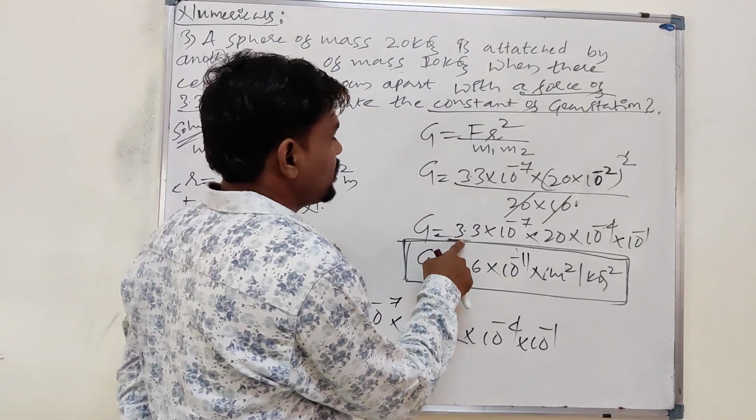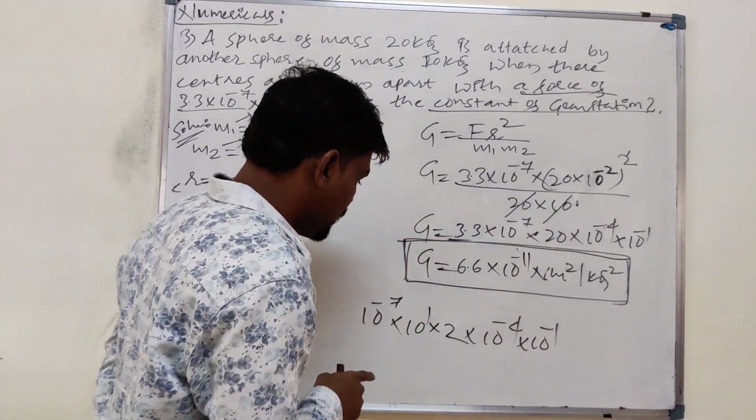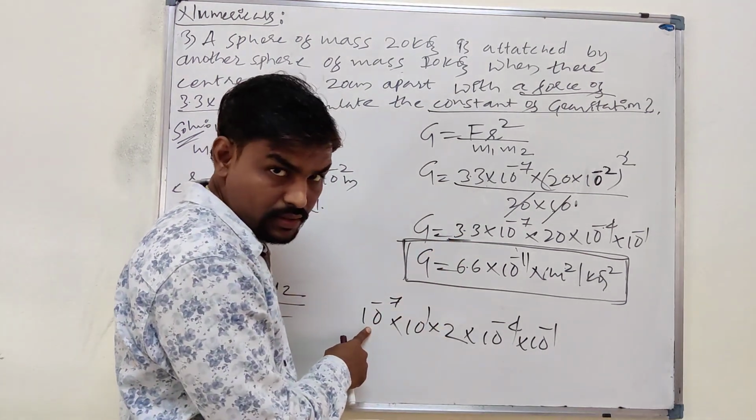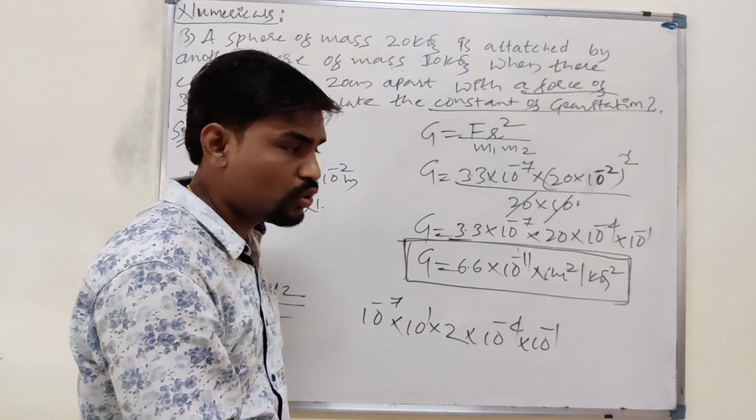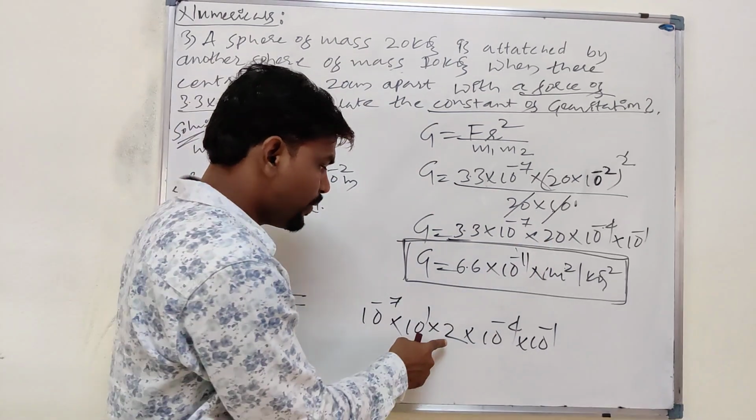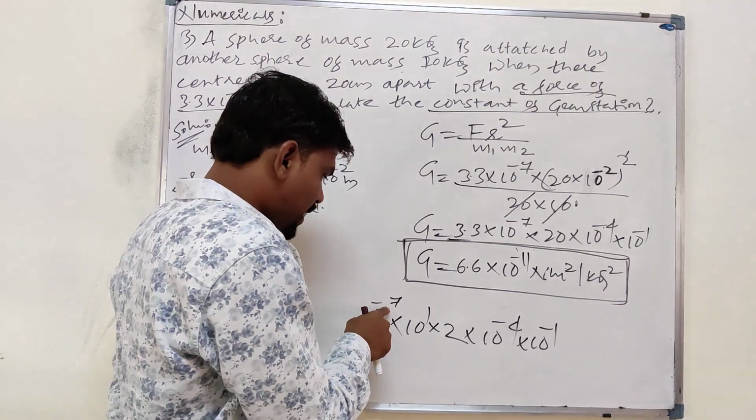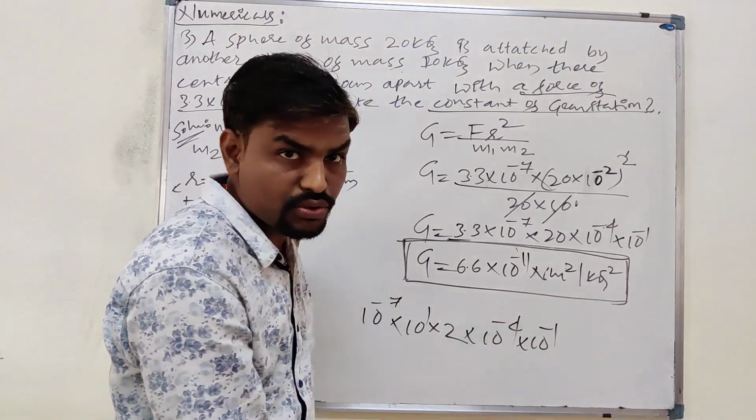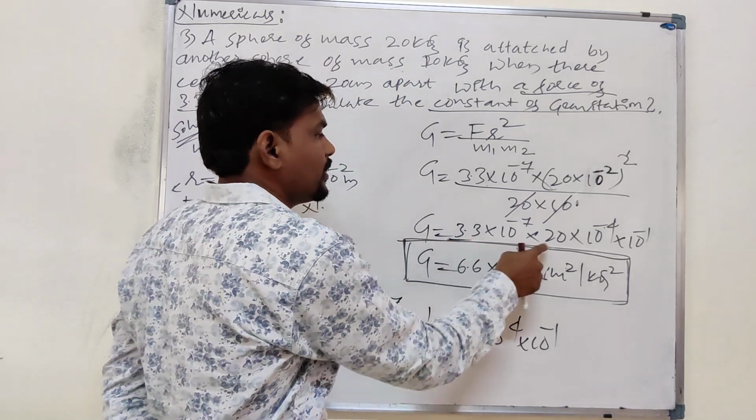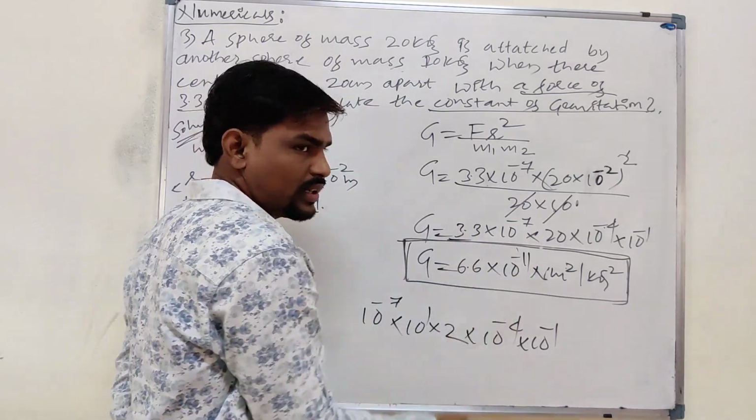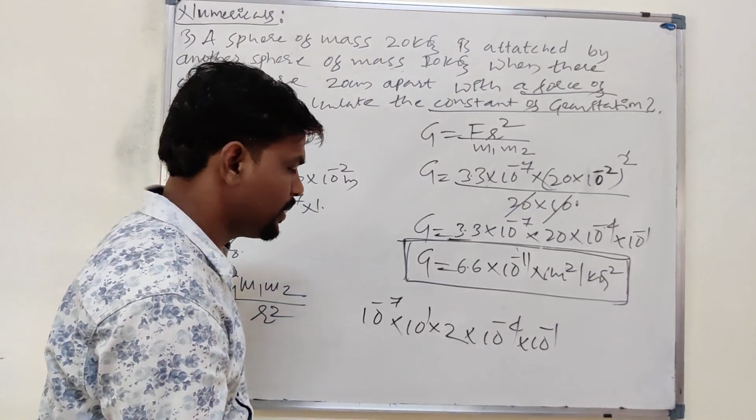Students, see here, this is 3.3 multiplied by 10 raised to minus 7, into 10 raised to minus 4, into 20, and divided by 200, 10 raised to minus 1. So minus 7 minus 4 minus 7 minus 1, minus 12, plus 1, minus 11. Whatever, 3 into 2 is 6.6 into 10 raised to minus 11 newton meter square per kg square. This is our answer.